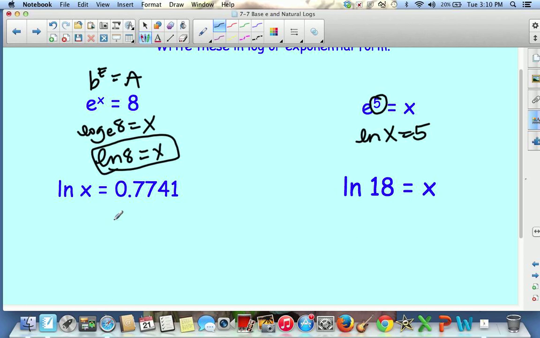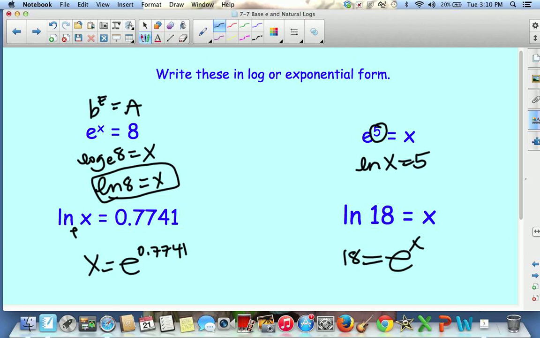Now let's write this in exponential form. We know the base is e right here, and this is our exponent, so we have x equals, if we use ABE, e to the 0.7741. What about this one here? We know our base is going to be e, our exponent is x, and our answer then is 18. So this is using the natural log and natural base e in exponential form.